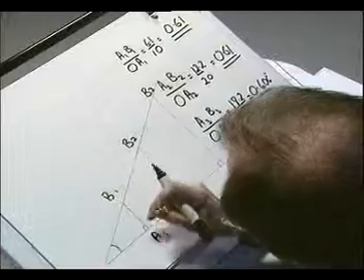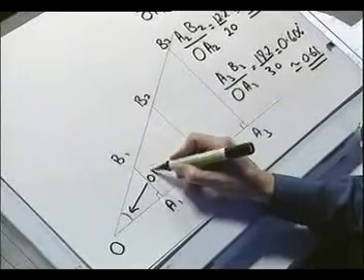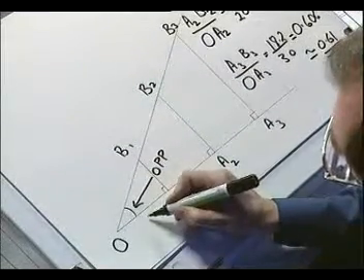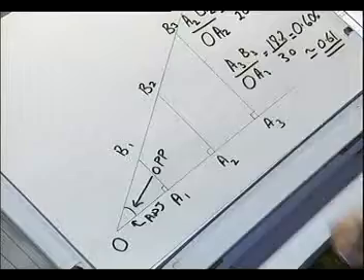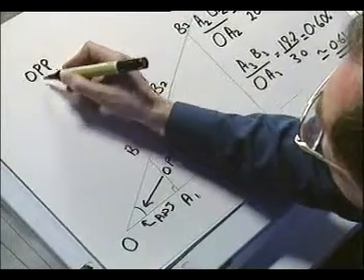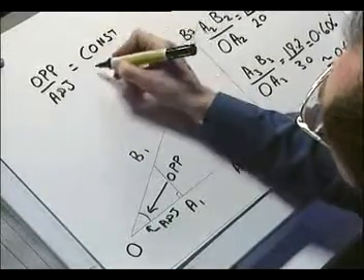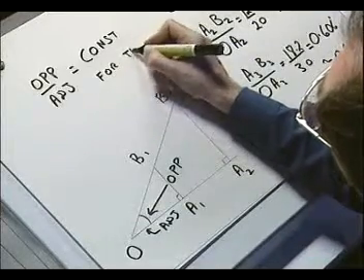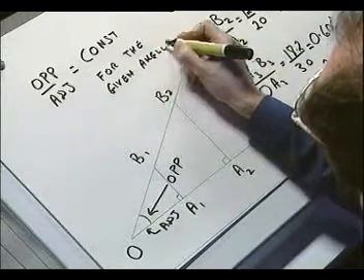So if we take the side in a right-angled triangle which is opposite to an angle, and we divide it by the side which is adjacent to it, then opposite over adjacent seems to be constant for the given angle. And indeed it is. And we have a name for it. We call it the tangent of the angle.